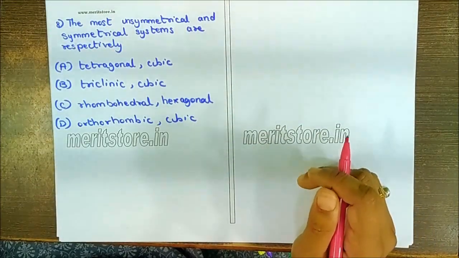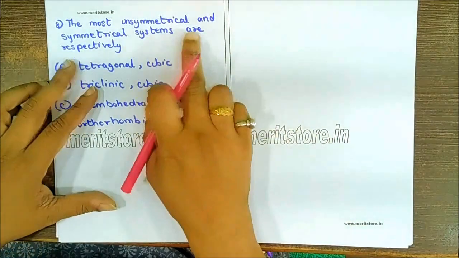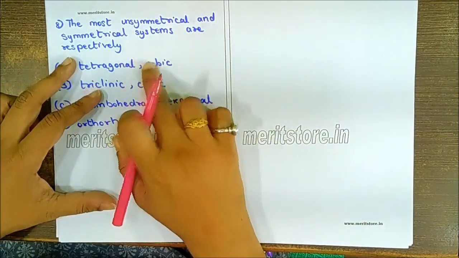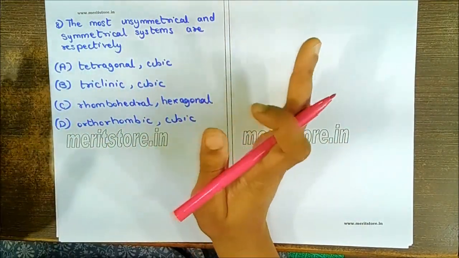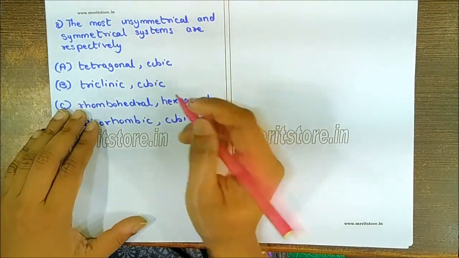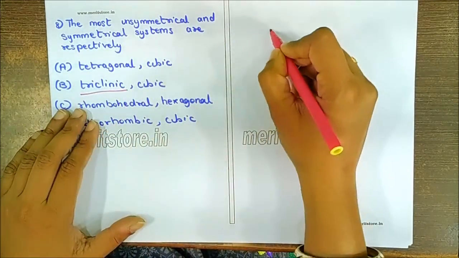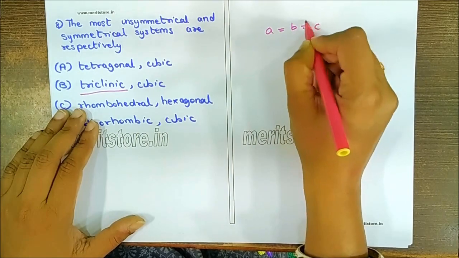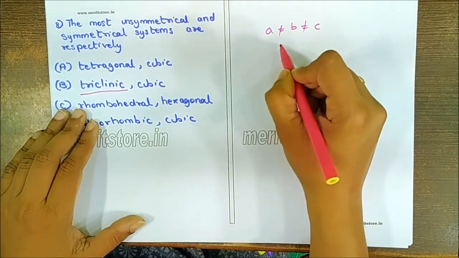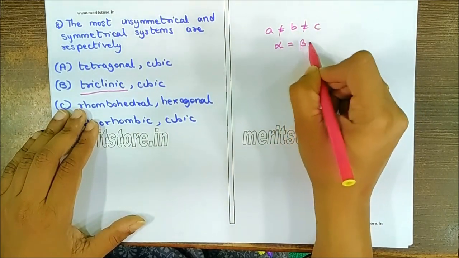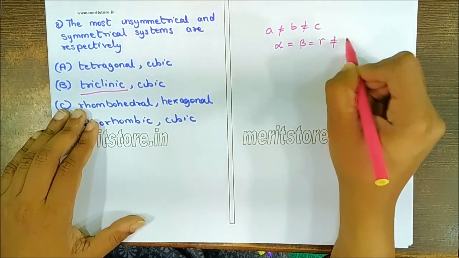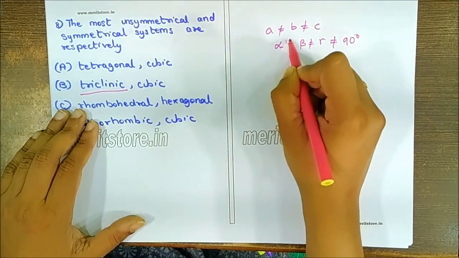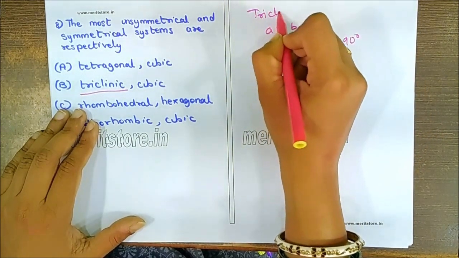Here we have to find the most unsymmetrical and the most symmetrical lattices respectively. When we talk about the Bravais lattices, the most unsymmetrical one is the triclinic, where all sides are unequal and all angles, alpha, beta and gamma, are not equal to 90 degrees, they are all unequal. So this is about the triclinic.